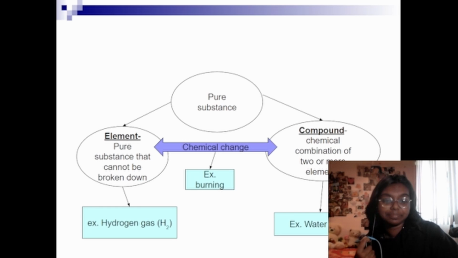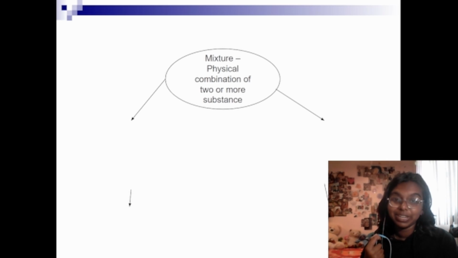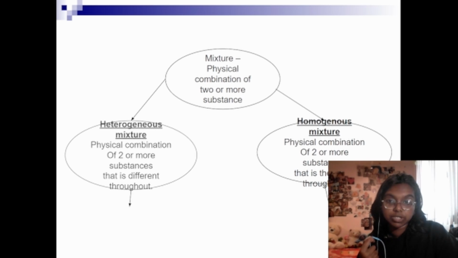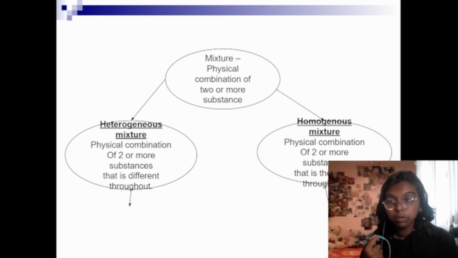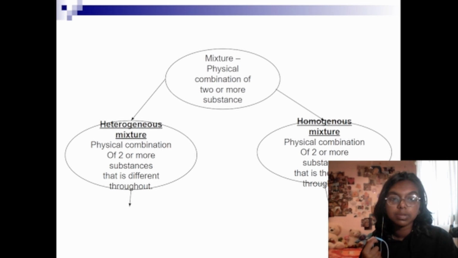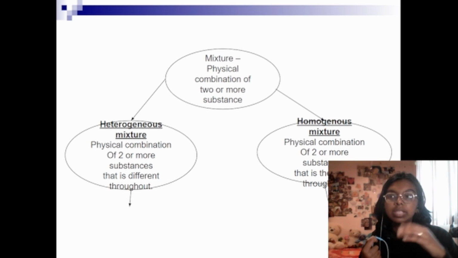Okay. Now, a mixture. What is a mixture? It's a physical combination of two or more substances. So you can have a homogeneous mixture and a heterogeneous mixture. A homogeneous mixture, I'm going through this quickly since I already said this, is a combination of two or more substances that are uniform. They look the same throughout. While a heterogeneous mixture is of two or more substances that are different. You can tell the different parts from each other.